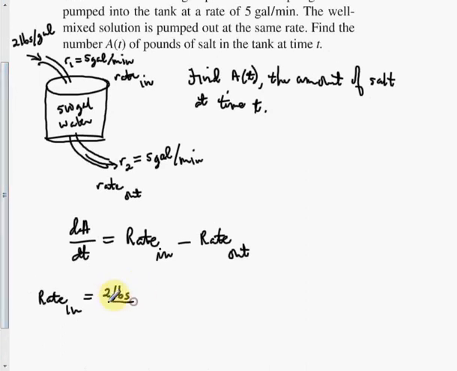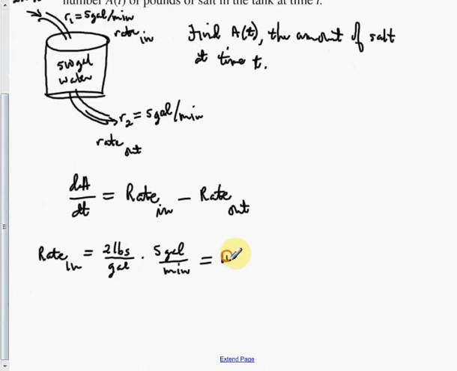So the rate in is equal to 2 pounds, I'm just going to write it over the gallons, times the 5 gallons per minute. So the quantity of the gallons would cancel. So here the rate is 10 pounds per minute. So the rate out has to be confined to that same ratio, right? Some pounds per minute.